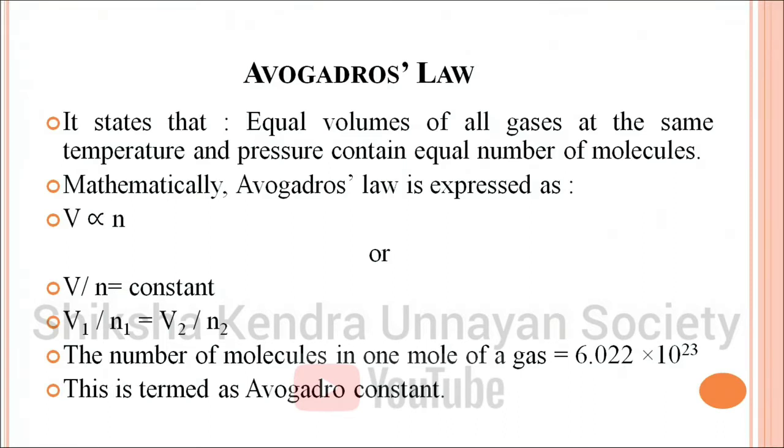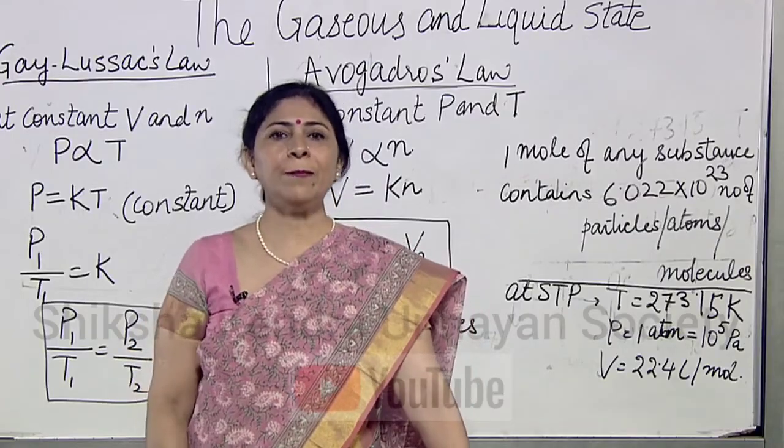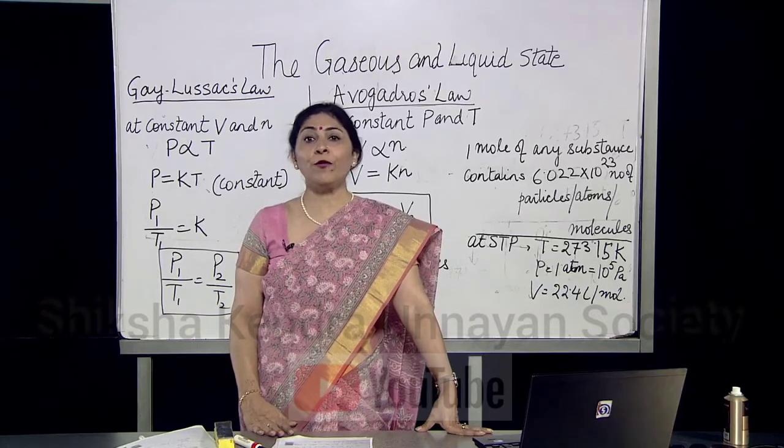Avogadro's law states that equal volumes of all gases at the same temperature and pressure contain an equal number of molecules. Mathematically, we can say that volume is directly proportional to the number of moles. I'll explain this to you on the board, but before that I want to discuss one example. That example is the blowing of a balloon.